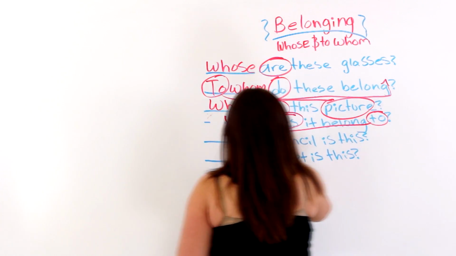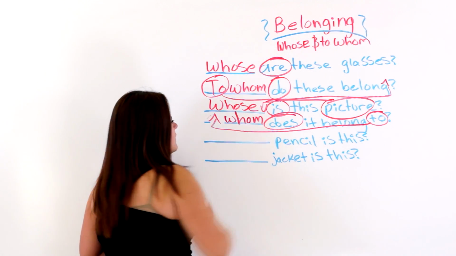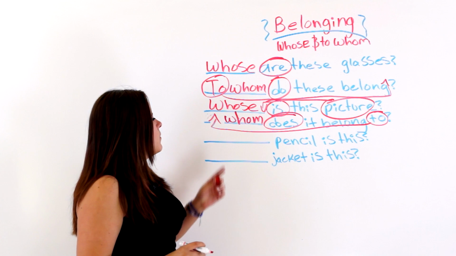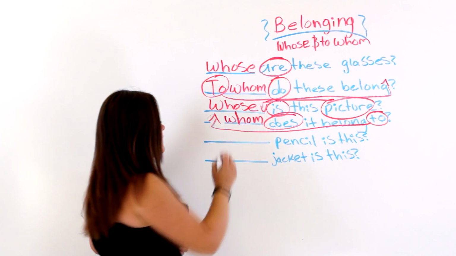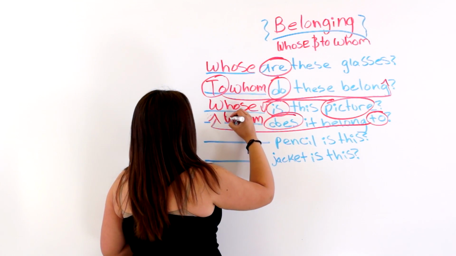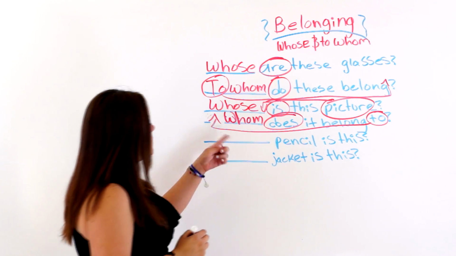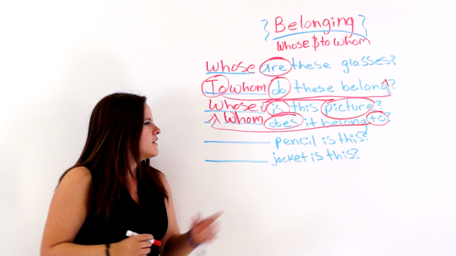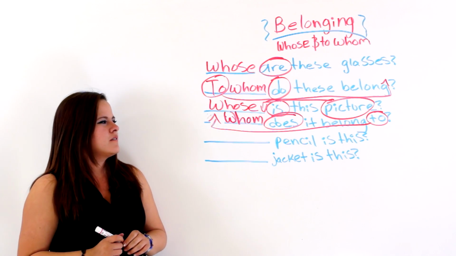You could put it in the beginning or at the end, okay? To whom does it belong? Or whom does it belong to? In this case, we're using to at the end. So whom does it belong to? Okay, next one. To whom pencil is this?